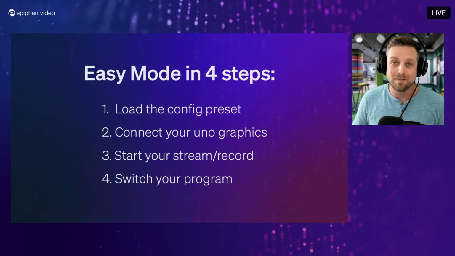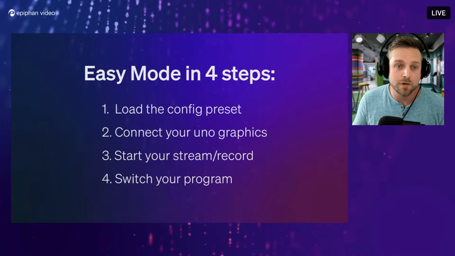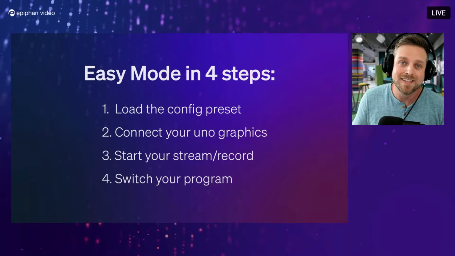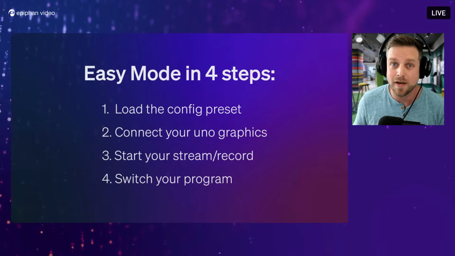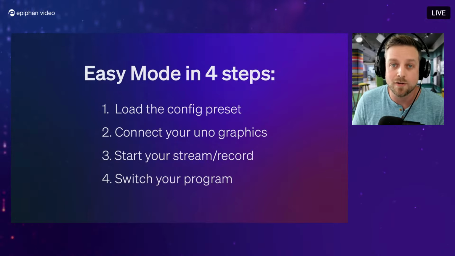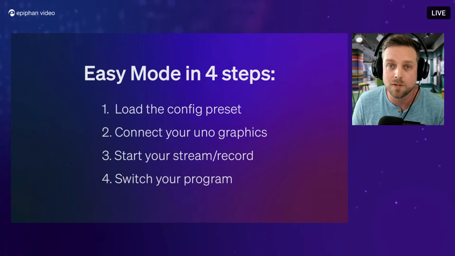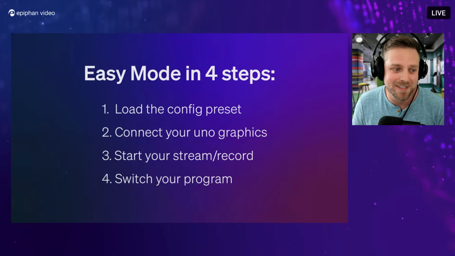So with that, maybe I'll switch gears a little bit and talk about the 4 steps to getting started. We've broken it down to 4 easy steps. So step 1, I'm going to show you how to load a configuration preset. Step 2 is connect your Uno overlay graphics with your Pearl. You can pair it up to be able to do really nice graphics. And then I'm going to show you how to start your stream and record and to be able to switch a program. And I think we can get all of this done in like 10 minutes or less.